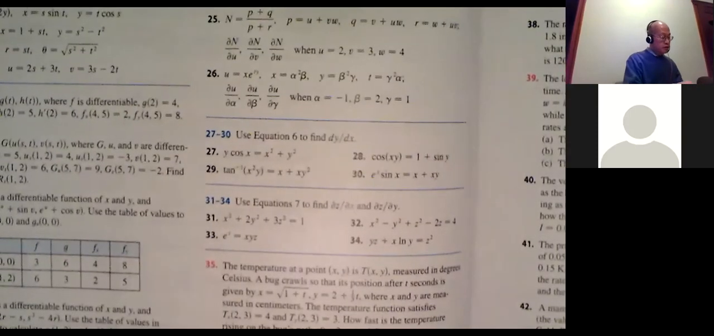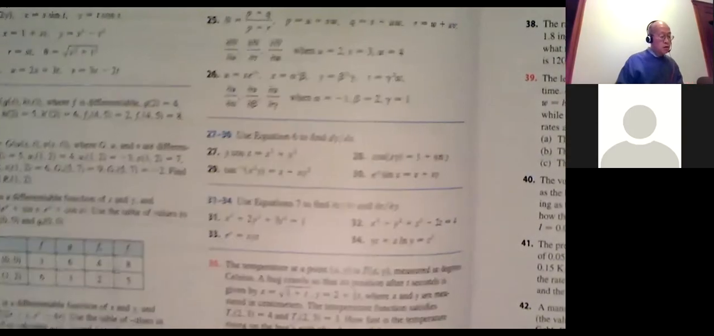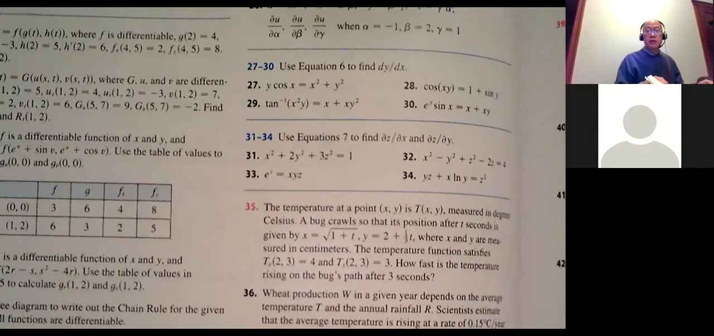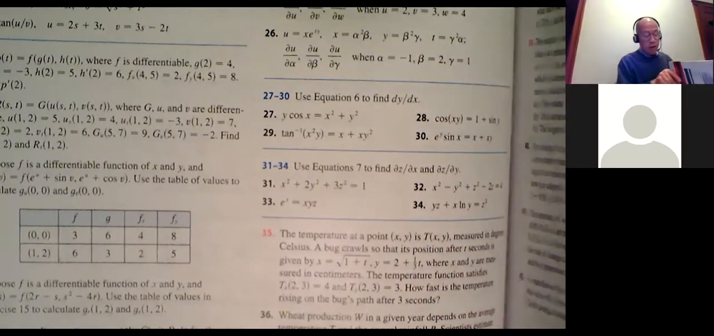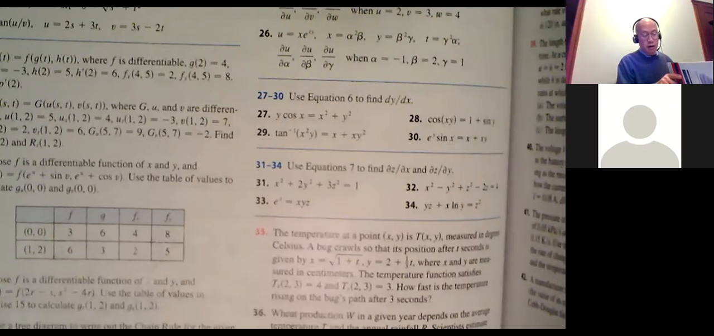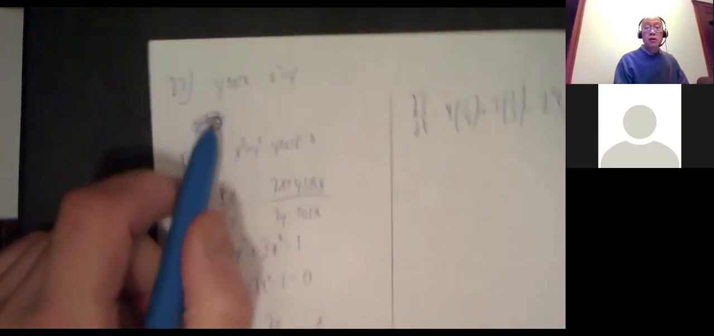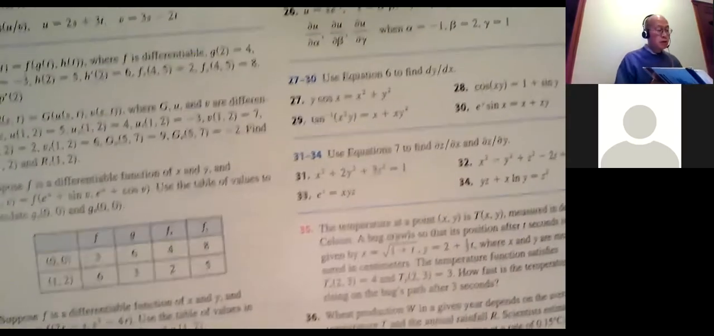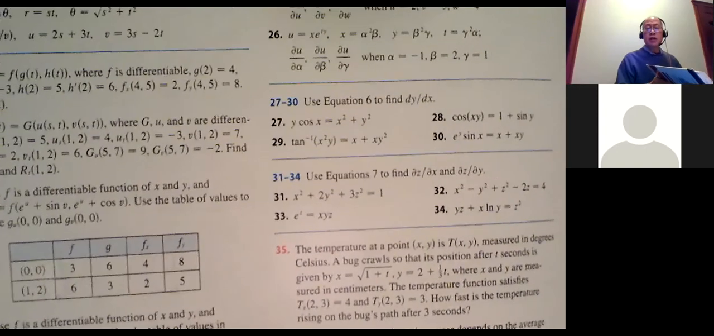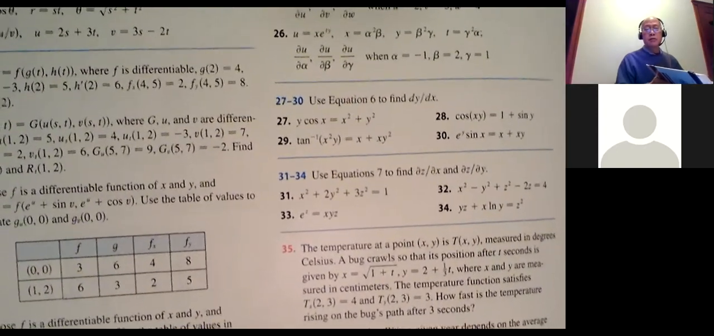Okay, so I had some problems at the end to do involving the implicit differentiation. So the 27, 29, 31, and 33 type. Okay, so I'll just do one of each of those types, and that pretty much should be it, I think. Okay, so 27, the directions are find dy dx using equation 6. That was the equation that we saw a while back.